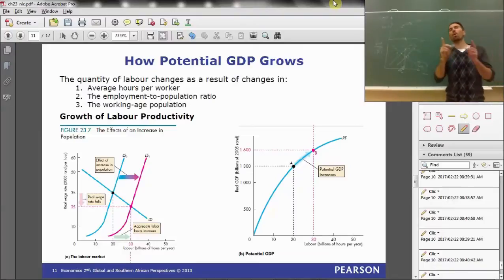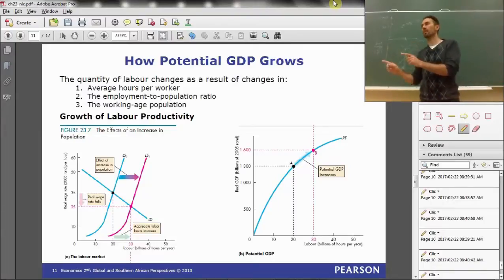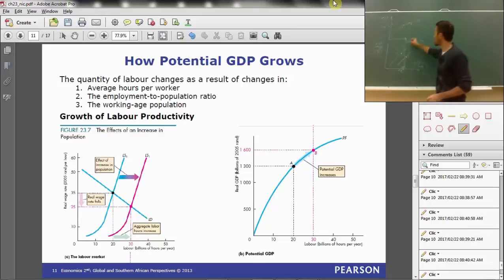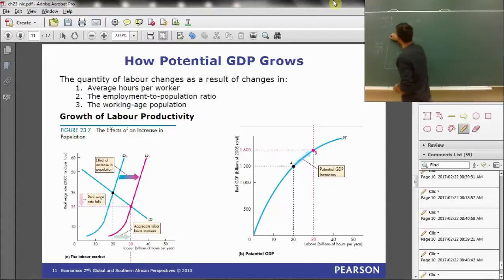But remember, these people are also more productive than they were before, right? Their productivity has increased. That's why my labor demand has increased. Which means that if I compare the amount of output that this quantity of labor was able to produce previously, this is what they would have been able to produce previously. But because they are now more productive, they are in fact able to produce more. In other words, my entire production function curve has increased. Are you happy with that idea?